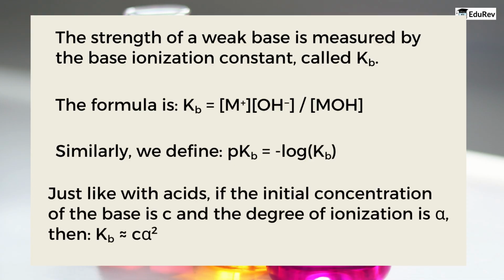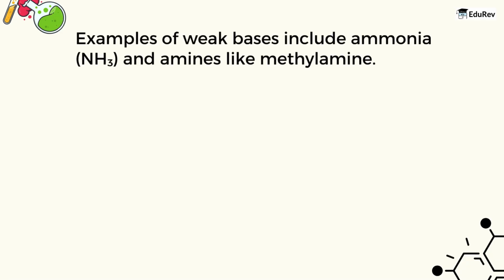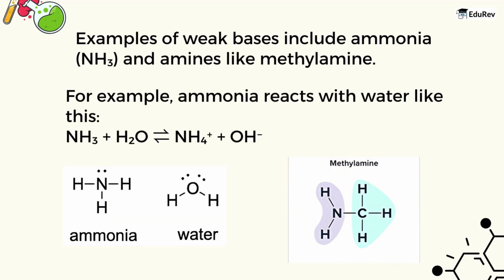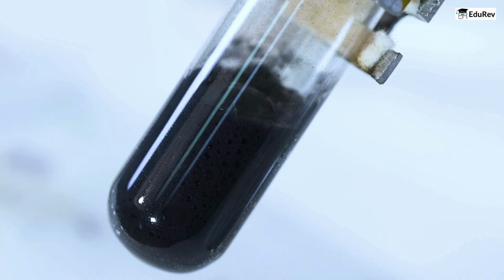Just like with acids, if the initial concentration of the base is C and the degree of ionization is alpha, then Kb is approximately equal to C times alpha squared. Examples of weak bases include ammonia, NH3, and amines like methylamine. For example, ammonia reacts with water like this: NH3 + H2O gives NH4+ and OH-. These equations help us calculate the pH of basic solutions.